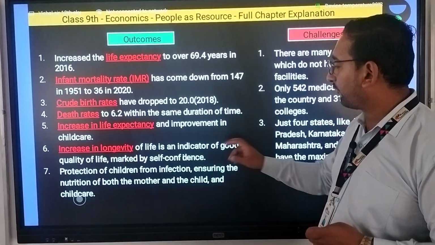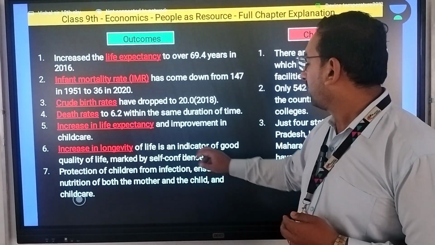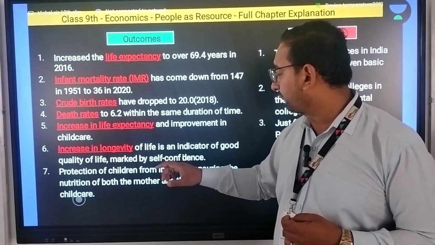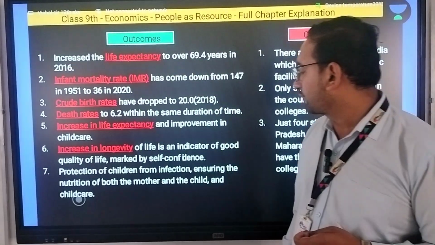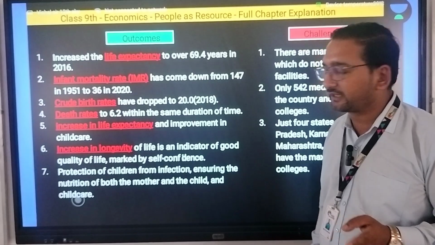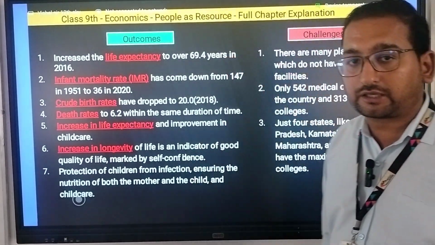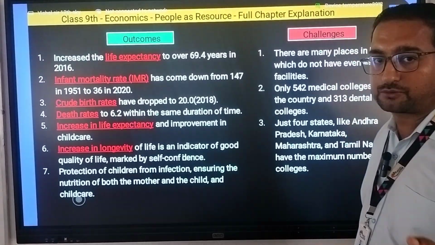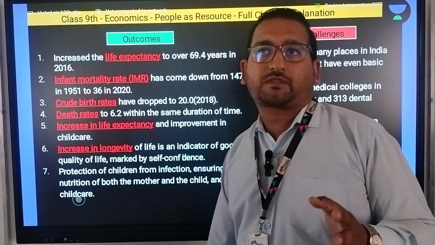Increase in longevity of life means we are expanding our life, more life as an indicator of good quality of life marked by self-confidence. Protection of children from infection, ensuring nutrition of both the mother and the child, and child care. Means every time we are providing the vaccine to the children so that they can beat the disease.